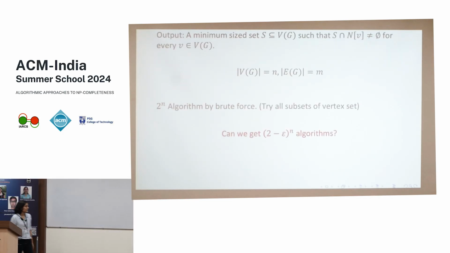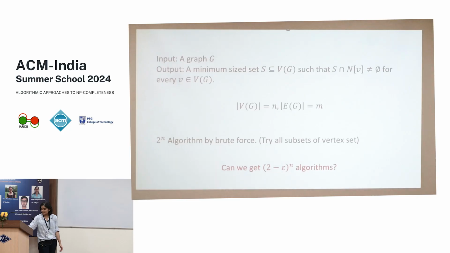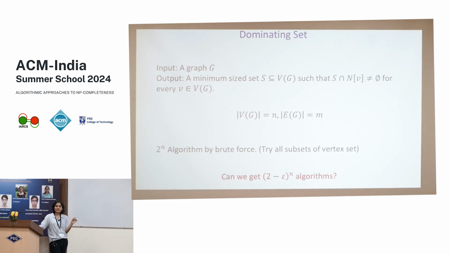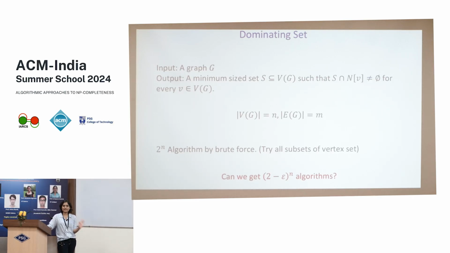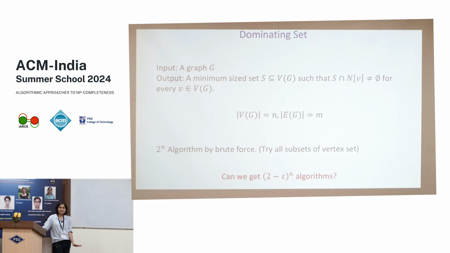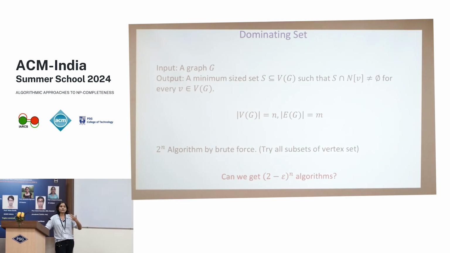So what is our aim for the dominating set problem? Can we get better than (2 minus epsilon) power n? Even 1.999 power n is better than 2 power n. That is our aim, but we will try to do as well as possible. We will not give the best possible algorithm known right now, but we will see something good.